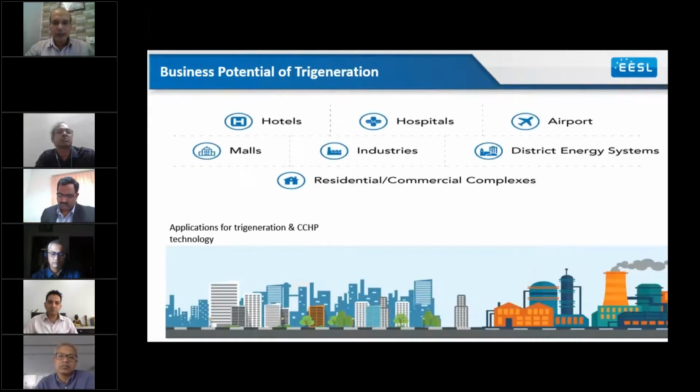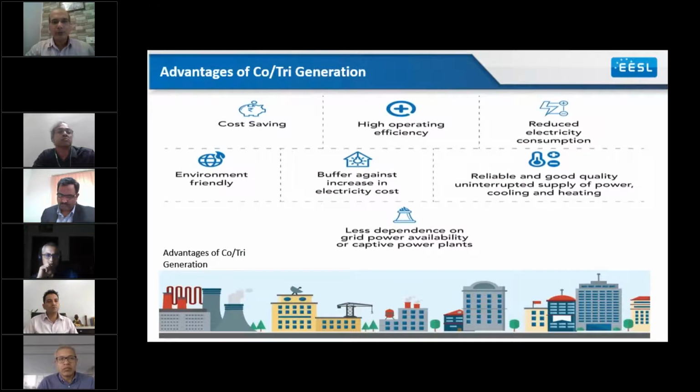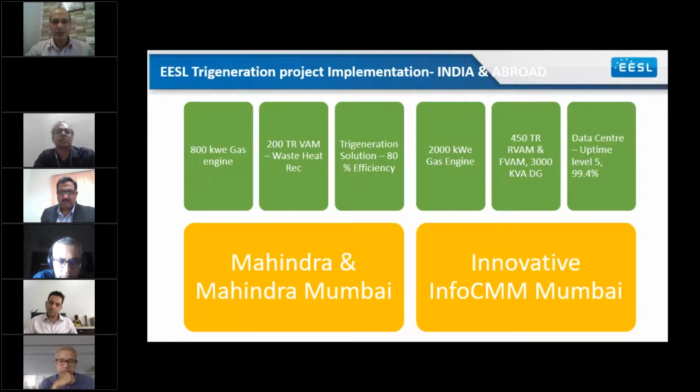So these are certain sectors where we can use this trigeneration technology: hotels, hospitals, airports, malls, district energy systems, residential and commercial complexes. Advantages are cost saving, higher efficiency, reduced electricity consumption, and a buffer against increases in electricity cost. It is environment friendly. So these are the advantages of the trigeneration system.